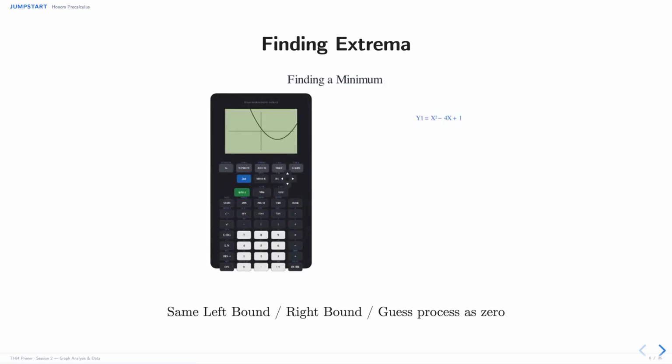Next, let's find extrema, which are the maximum or minimum points of a function. Start by graphing the function in y1, then access the CALC menu and select either the minimum or maximum option. Set your left and right bounds around the extremum and make a guess near that point. The coordinates of the extremum will be displayed at the bottom of the screen.